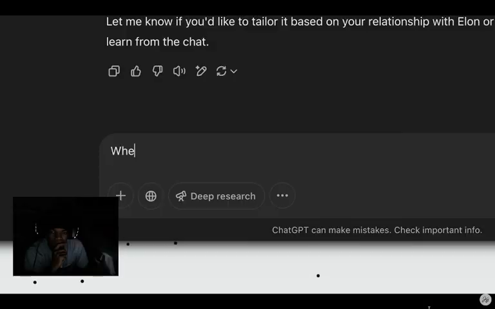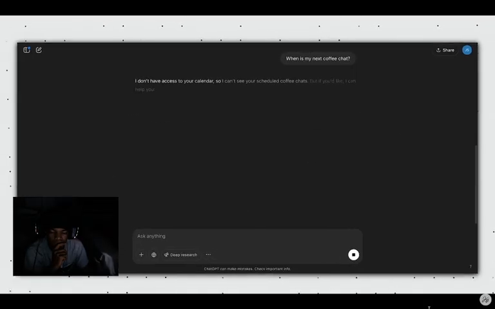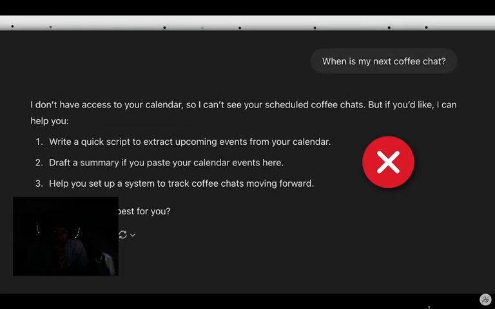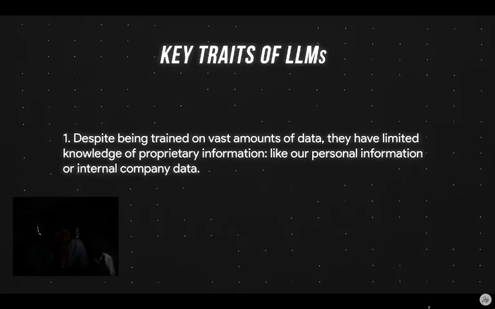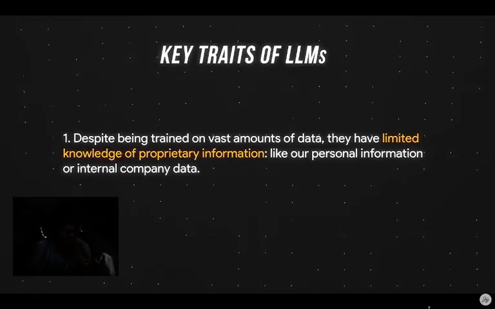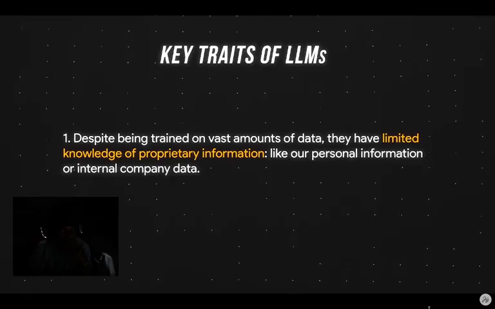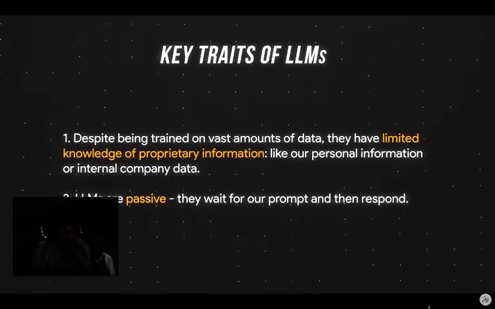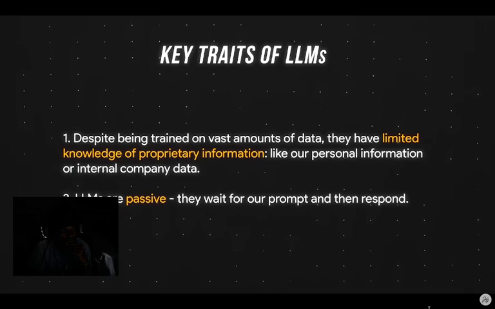Simple stuff. But what if I ask ChatGPT when my next coffee chat is? Even without seeing the response, both you and I know ChatGPT is gonna fail because it doesn't know that information. It doesn't have access to my calendar. This highlights two key traits of large language models. First, despite being trained on vast amounts of data, they have limited knowledge of proprietary information, like our personal information or internal company data. Second, LLMs are passive. They wait for our prompt and then respond, right? Keep these two traits in mind moving forward.